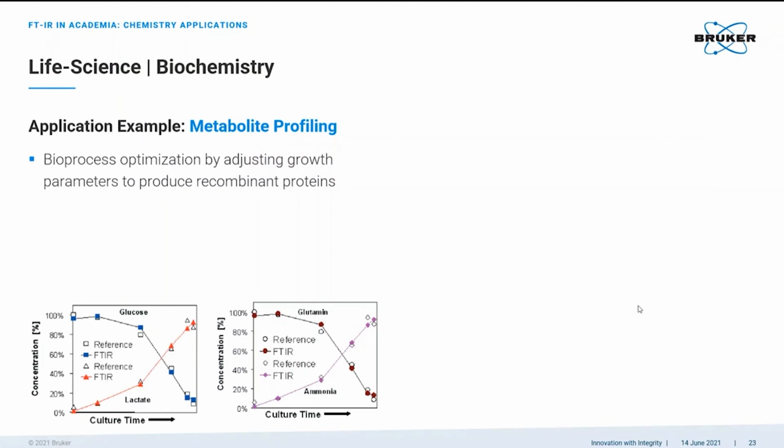At the bottom left, you can see a metabolite screening using FTIR and comparing it to the reference. You can clearly follow the process as glucose and glutamine are metabolized and lactate and ammonia are produced, all in good accordance with the reference.